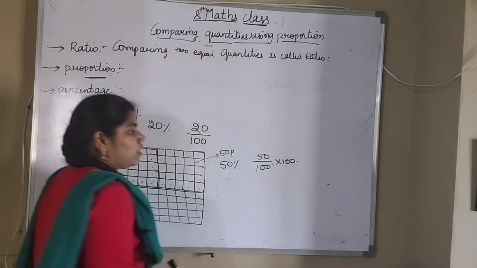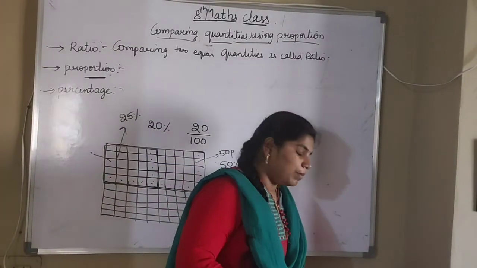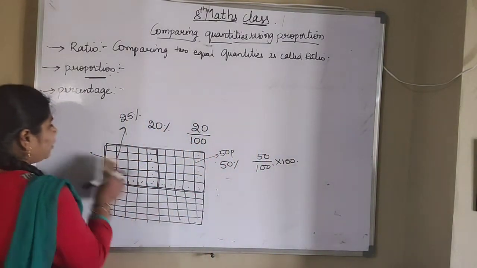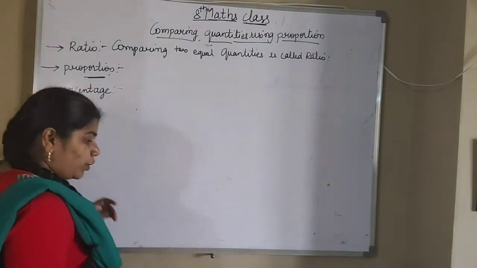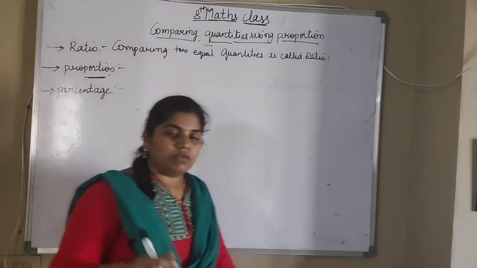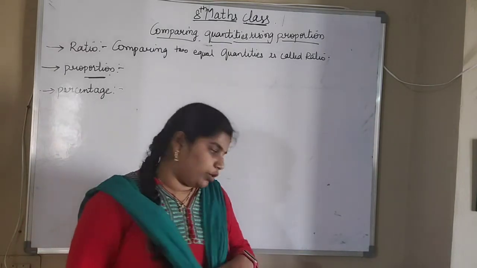Okay, so this is called percentage. Now in this 8th class we are learning about compound ratio. So what do you mean by compound ratio? We will see. Compound ratio means converting two different ratios into a single ratio, we will call it compound ratio.